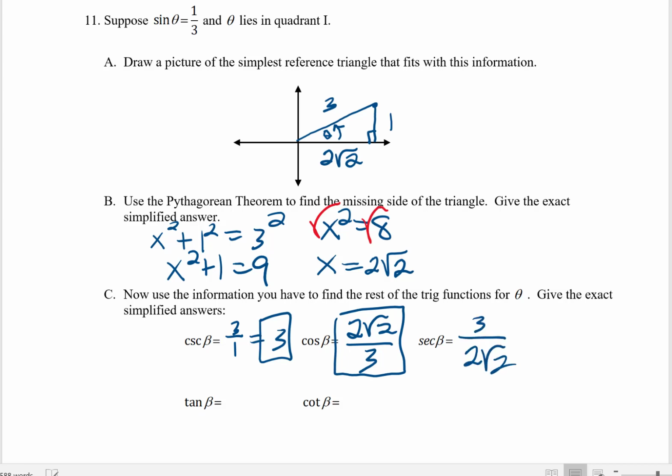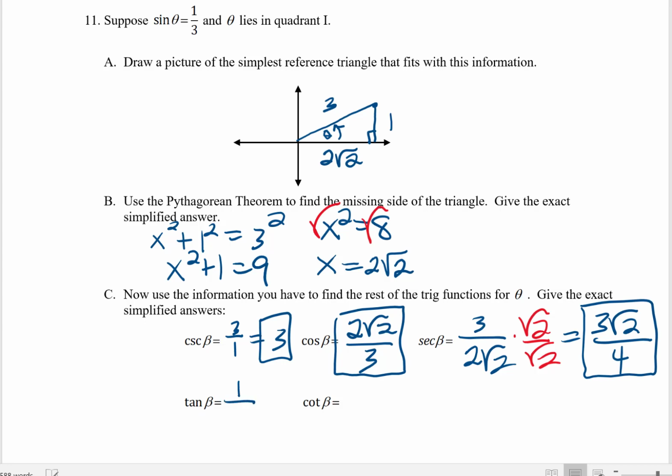In order to simplify that, I'll need to rationalize, so multiply top and bottom by square root of 2. That gives me 3 root 2 up top. Root 2 times root 2 is 2, and then times that other 2 would make 4. Tangent is opposite over adjacent. And once again, I'll need to rationalize. So that comes out to be square root of 2 on the top, and again there's that 4 on the bottom, root 2 over 4.